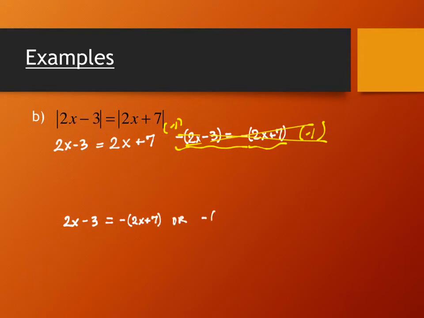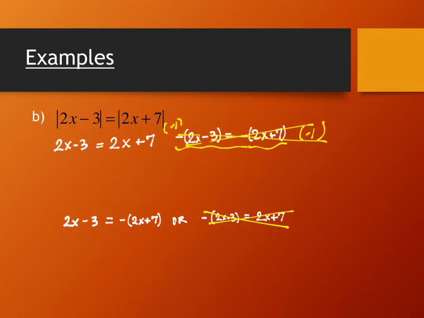Or maybe the right-hand side's the negative 1, and the left-hand side's the positive 1. But again, that's the same equation, because if I multiplied everything over here by a negative, it would become this, right? Negative on the left and the right. So I don't actually have two things to solve.